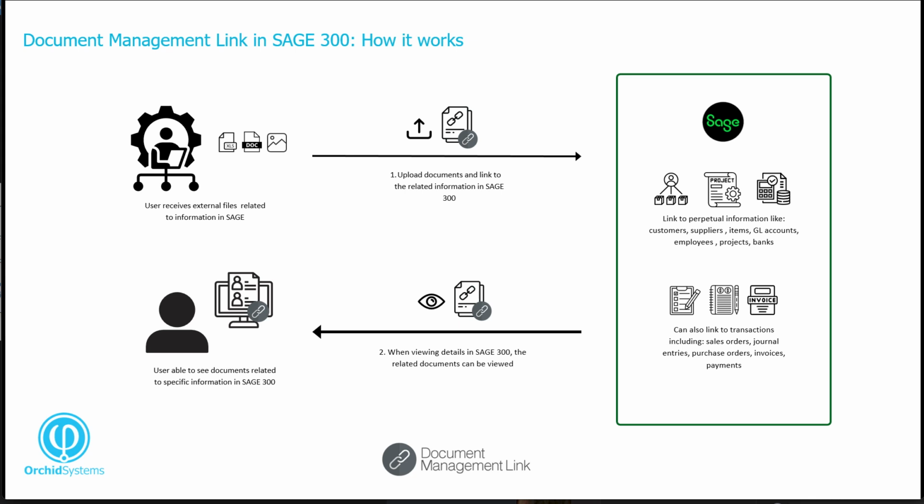And then, when other users or the same user view those details in Sage 300, they can then view the relevant documents directly from the Sage 300 screen that they're looking at, and from there they can open the document and find the information that they need.